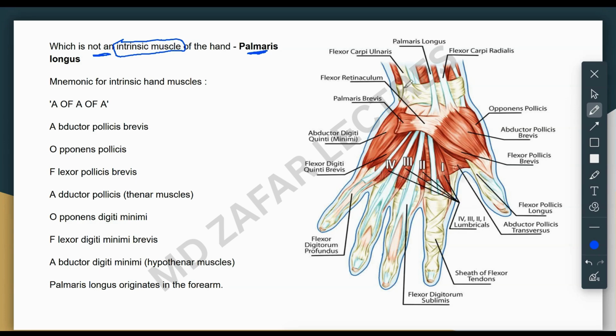The rest of the muscles enter the hand through the wrist joint and they take their origin either at the elbow or in the forearm. So what are these muscles? We have the abductor pollicis brevis, opponens pollicis, flexor pollicis brevis, and adductor pollicis. These are the thenar eminence muscles. And then we have the opponens digiti minimi, flexor digiti minimi brevis, abductor digiti minimi, and palmaris brevis. So these are the hypothenar muscles. Palmaris longus originates in the forearm. Do let me know what the nerve supply of adductor pollicis is in the comments.